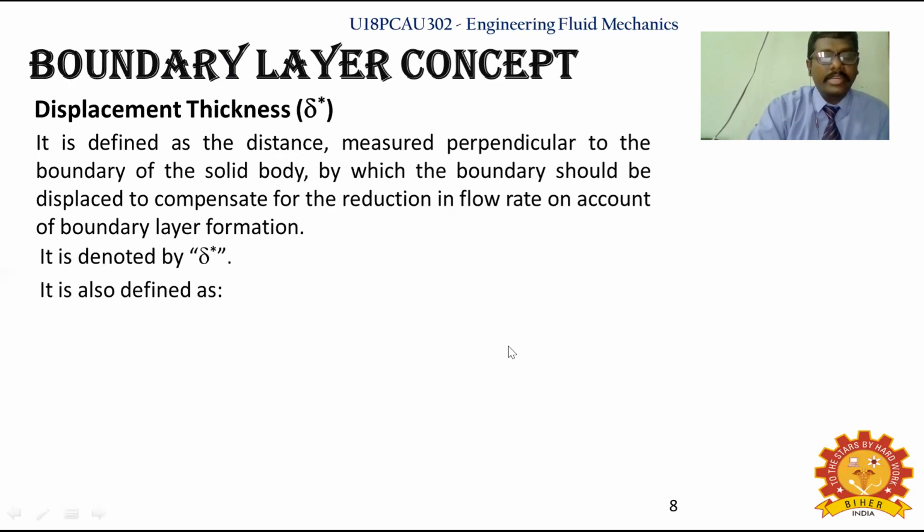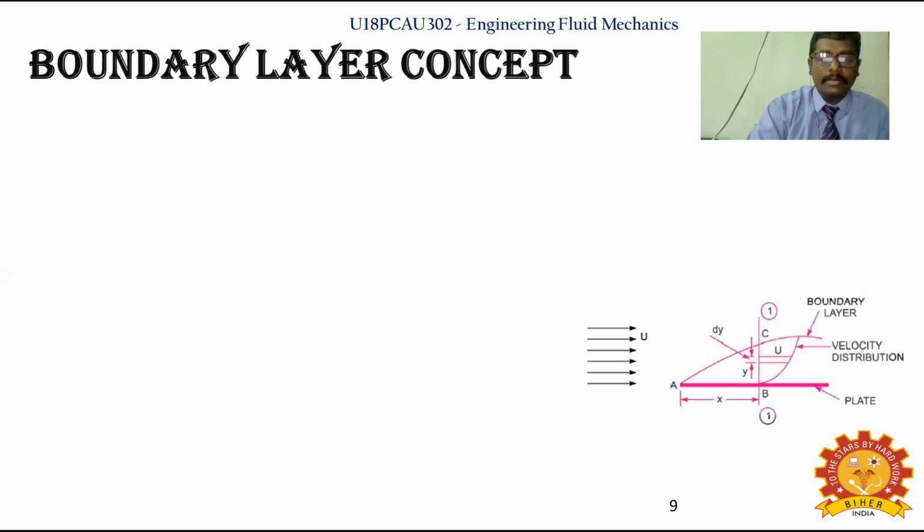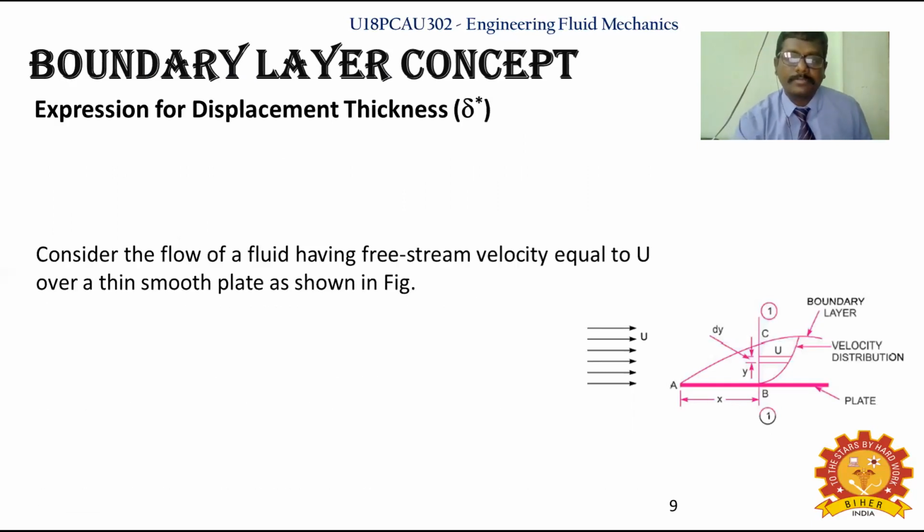It is denoted by delta star, and it can also be defined as the distance perpendicular to the boundary by which the free stream is displaced due to the formation of the boundary layer. So now, the expression for the displacement thickness.